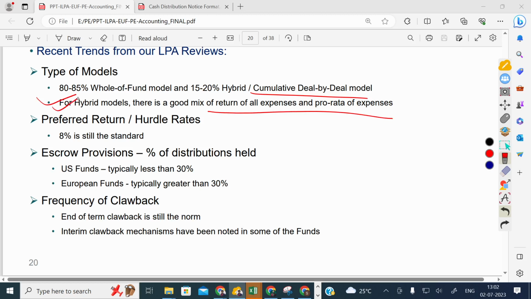Preferred return, again, this is the latest one. Still, we don't see any change in the benchmark. The reason is inflation, which is still in line, around 8%, 7%. Recently in the US it was high, in the UK also it is high, but again, there is no change in it. If the inflation continues, this rate differs, or this rate is based on your country's inflation.